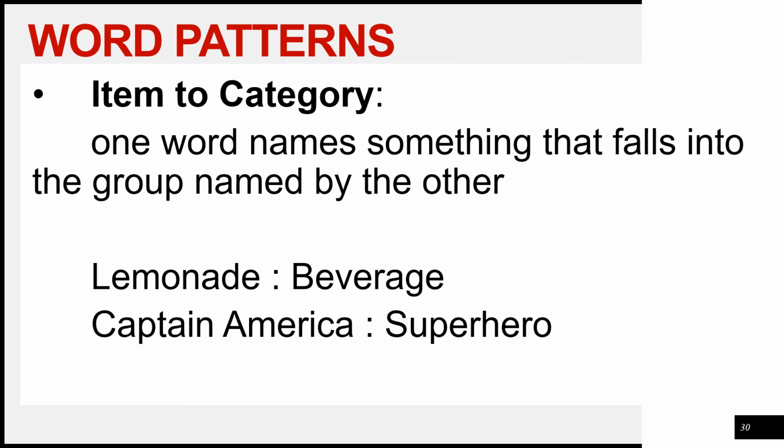Then we have the relationship of an item to a category. One word names something that falls into the group named by the other. Like we have this: the lemonade is a type of beverage, while Captain America is a superhero.